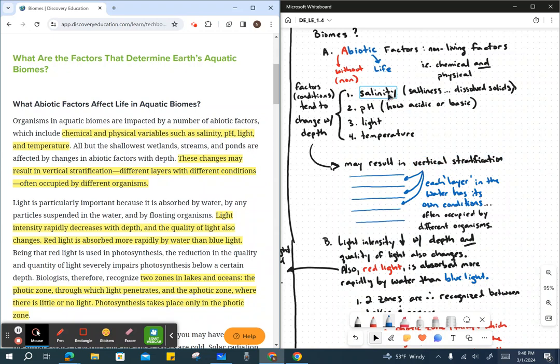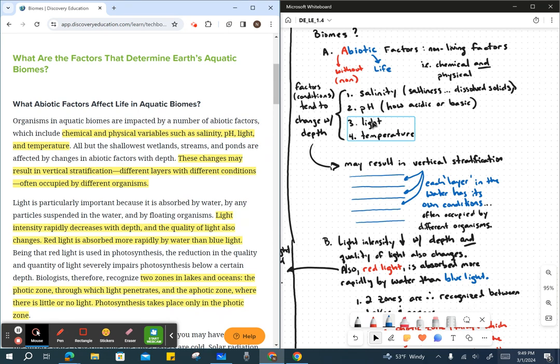And any of these factors can contribute to that. Salinity, how salty the water is. Salt is heavier than fresh water, so you may find a little increase in saltiness as you get deeper. pH has to do with the number of hydrogen ions in water, how acidic it is. The more hydrogen ions you have, the more acidic, and the fewer you have, the more basic. Remember, that's measured on a scale of 0 to 14. 7 is neutral, 1 is very acidic, and 14 is very basic.